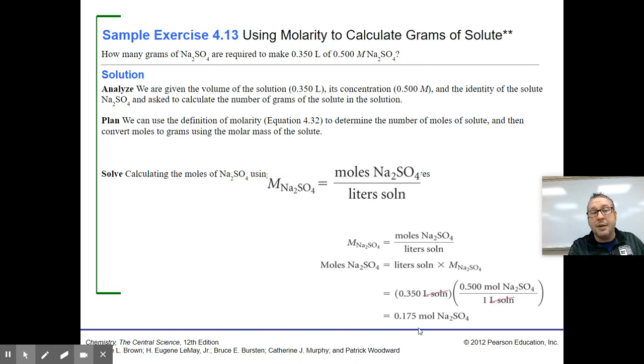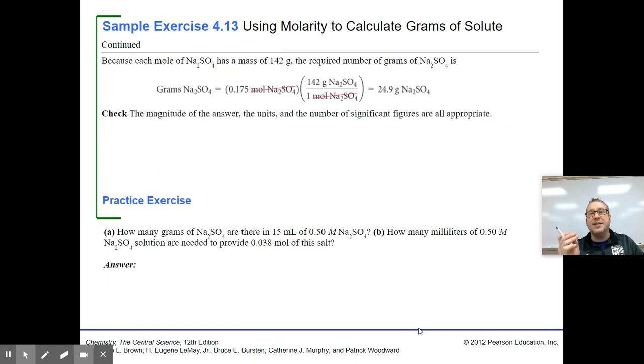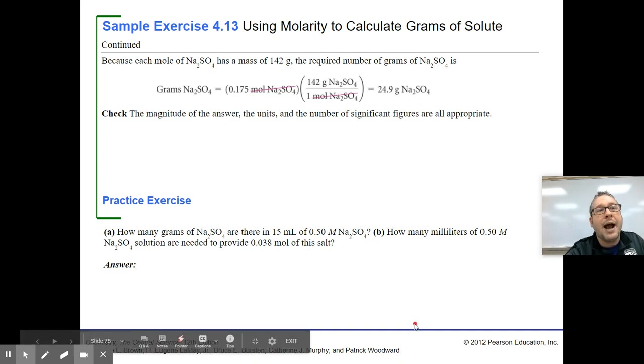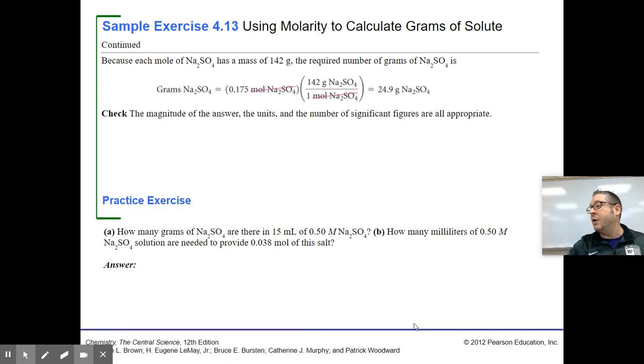So then we take the 0.175 moles of sodium sulfate and again utilize the molar mass of sodium sulfate, this time solving for grams, so grams goes on top, and we find that we need 24.9 grams of sodium sulfate to make that particular scenario work.